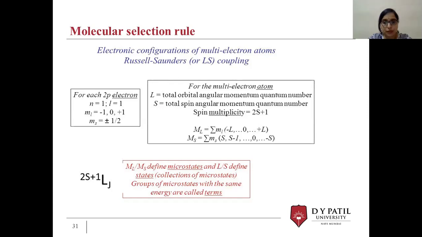M_L or M_S defines the microstates, and L and S define the states, that is, a collection of microstates. So this we need to understand. Groups of microstates with the same energy are called terms. So what terms are and what microstates are can be understood from here.